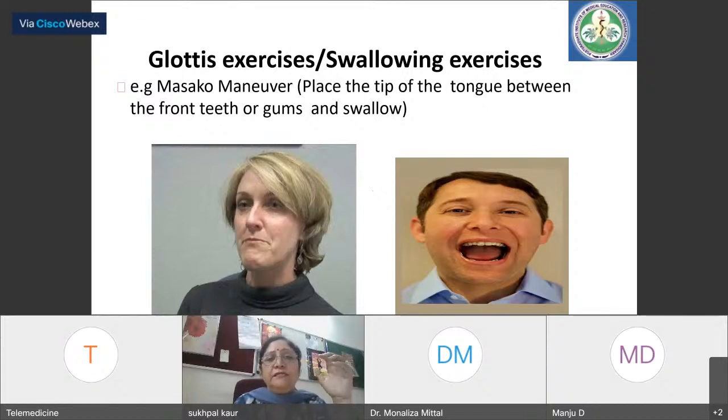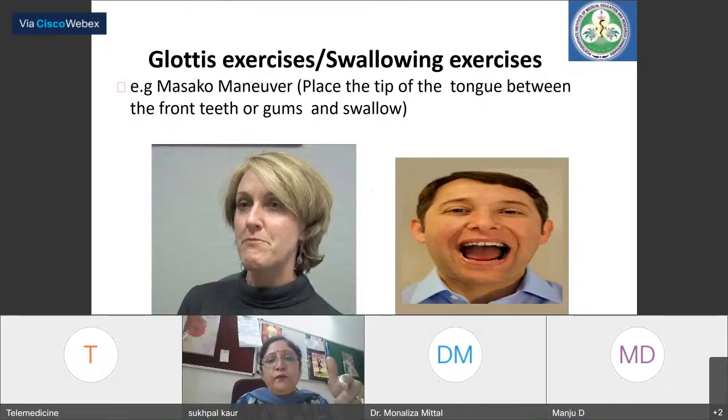There are certain glottis exercises or swallowing exercises which can be made use of. Again, here the patient should be able to follow your instructions. The patient should be conscious to carry out these types of exercises. And till then, we can make use of other interventions or therapies to improve the intake of the persons, as Manju has already explained, with various types of routes for giving good nutrition to the patients.